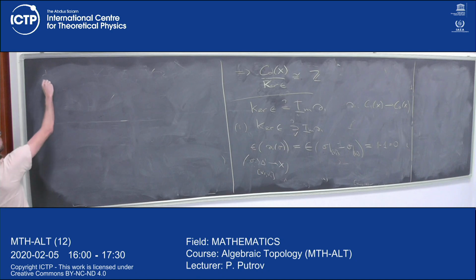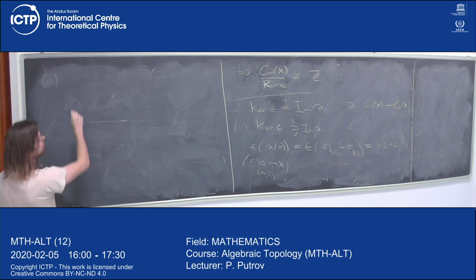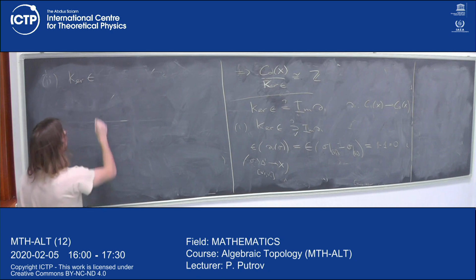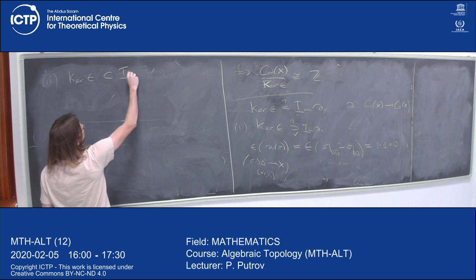Now I want to show the inclusion the other way around. I want to show that the kernel of epsilon is inside the image.